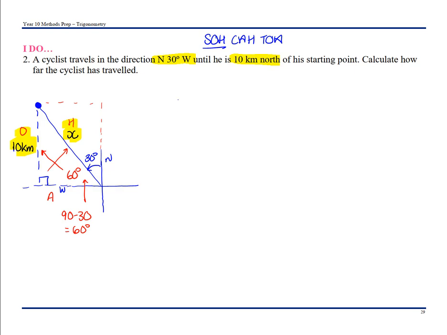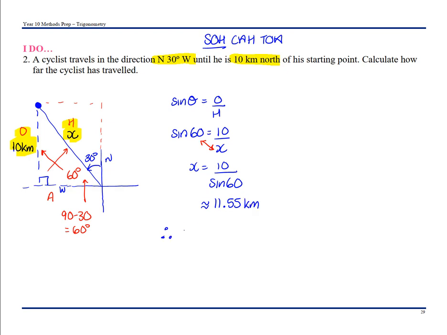O and H is sine. So I write out my ratio. Sine theta is O over H. Sine 60 is opposite, which was 10 over x. I need to swap those. So x becomes 10 over sine of 60. Go to your calculator. 10 divided by sine of 60 is approximately 11.55. And it's going to be kilometres. Finish with a therefore statement. Therefore, the cyclist is 11.55 kilometres north of his starting point.